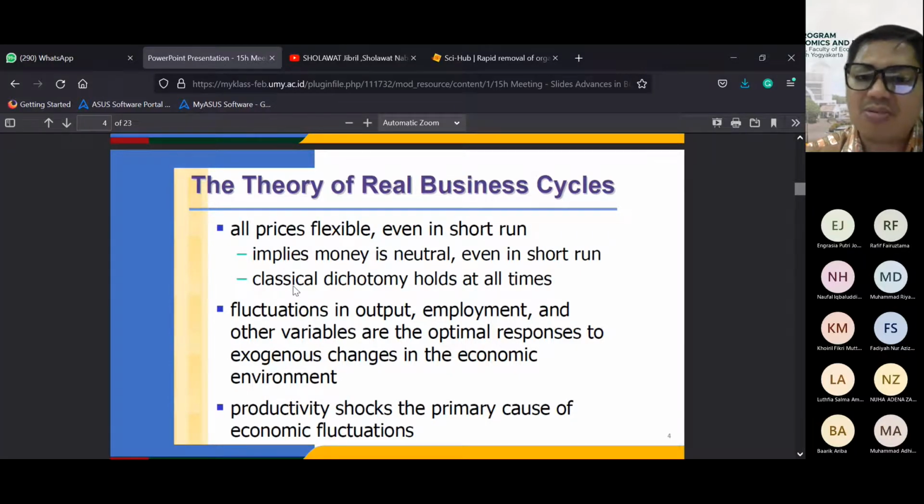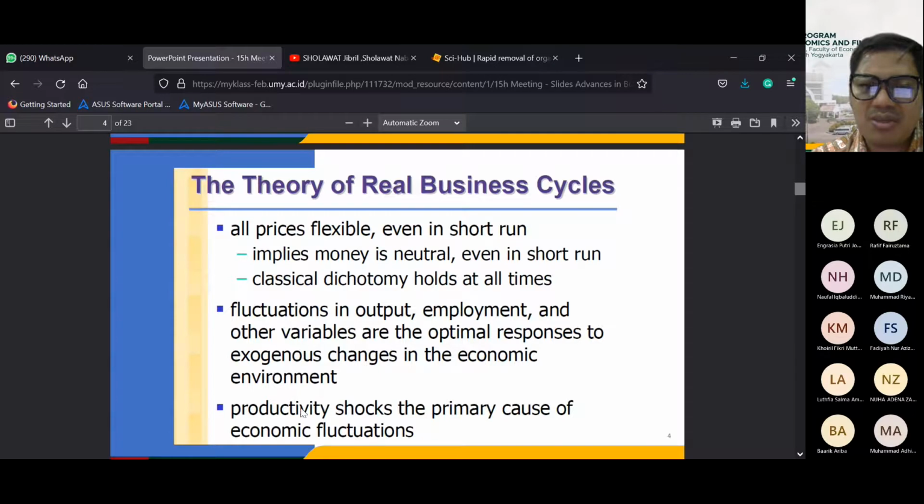And the second one is that the classical dichotomy holds all the time. Classical dichotomy means one sector is not influenced by other sectors, so they are dichotomous, separated from each other. And fluctuations in output, employment, and other variables are the optimal responses to exogenous changes in the economic environment. So if there is any fluctuation in output, employment, and other variables, it is due to external factors, called exogenous change, not endogenous. Endogenous means from inside, but here it is from outside.